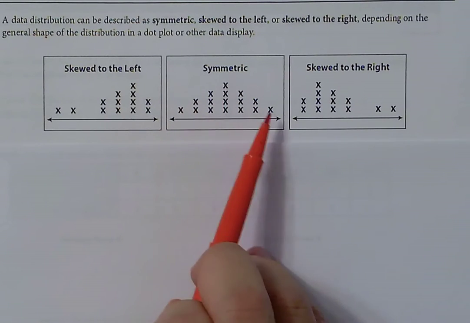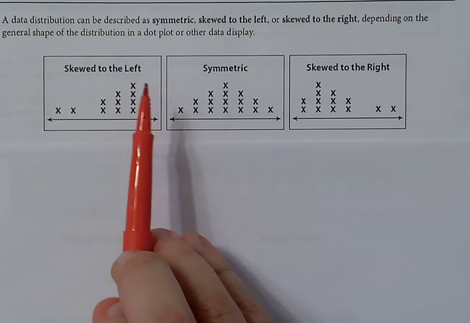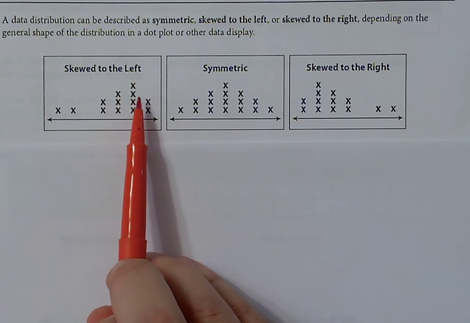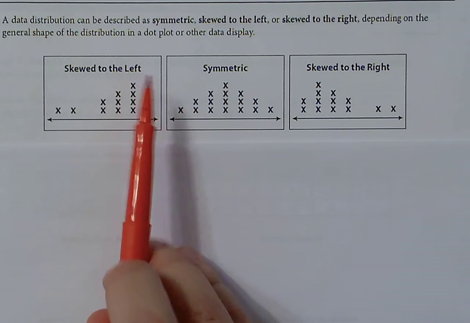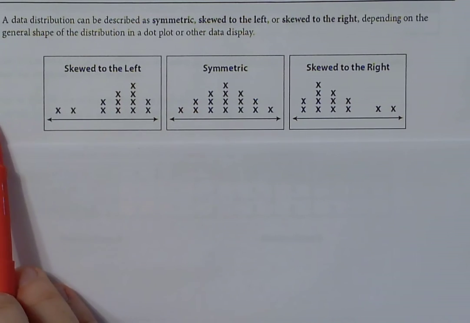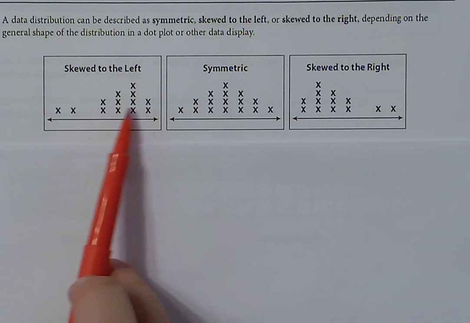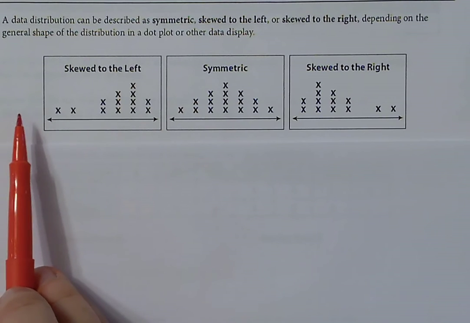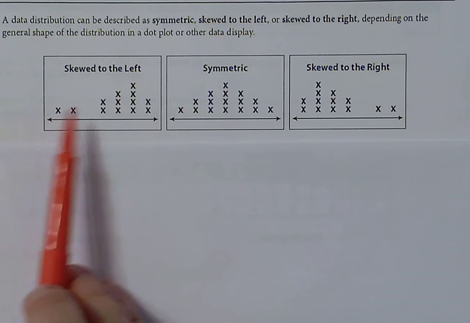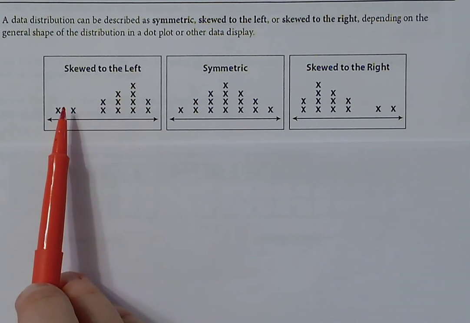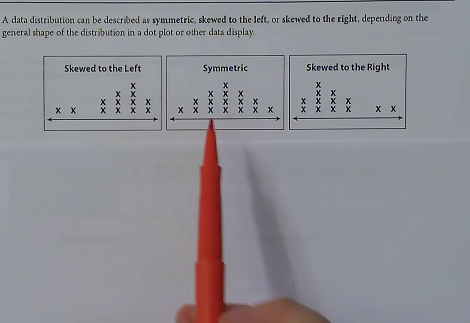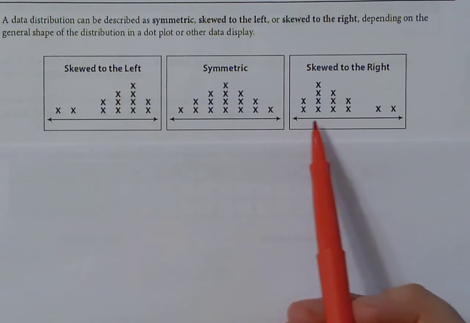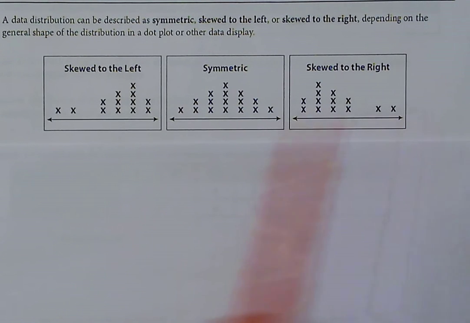So this one looks like a triangle or a pyramid. Skewed to the left, sorry, not symmetric to the left, but skewed to the left means that it trails off to the left. If your data trails off to the left, it has like a tail to one side, and it's to the left, that means that it's skewed to the left. Symmetric we have the proper shape. Skewed to the right means that the data trails off to the right.